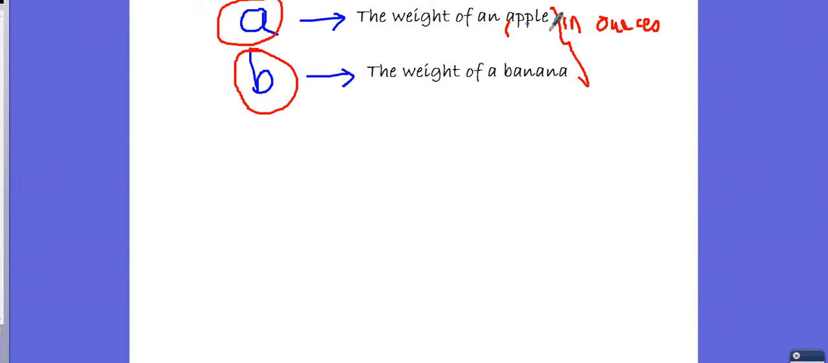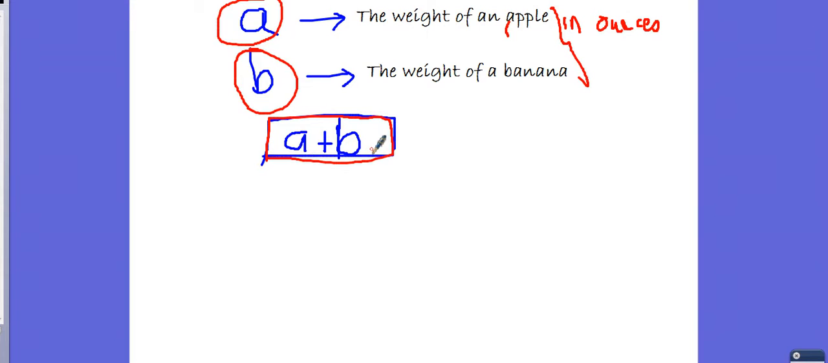Now, if A represented the weight of an apple and B represented the price of a banana, then the phrase A plus B wouldn't really make much sense. You can't really have an expression that says I have the weight of an apple plus the price of a banana. But in this question, it does make sense because I'm looking at the weight of an apple plus the weight of a banana. So that's the weight of an apple and a banana together.